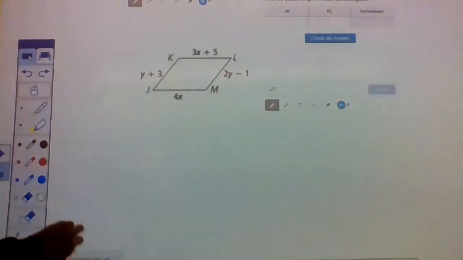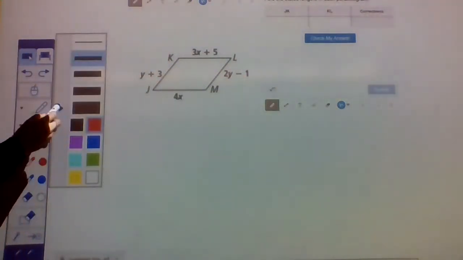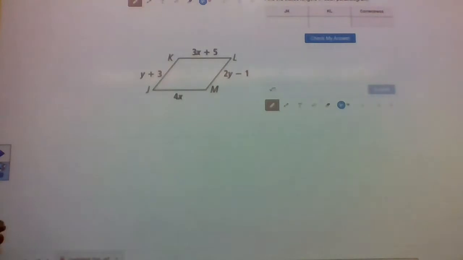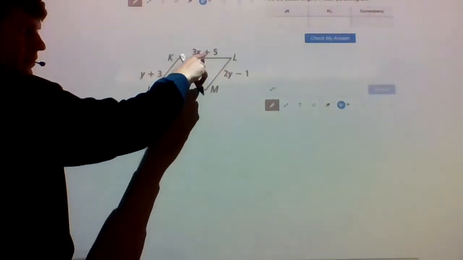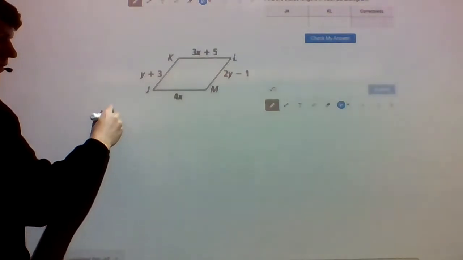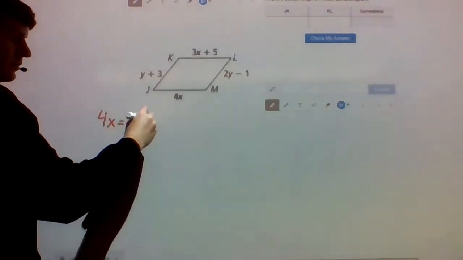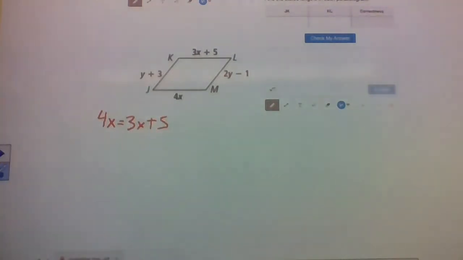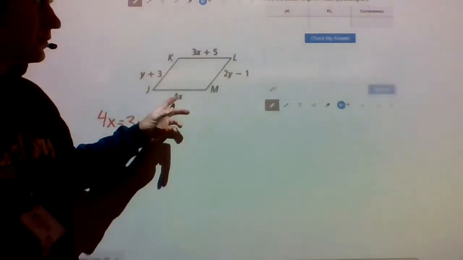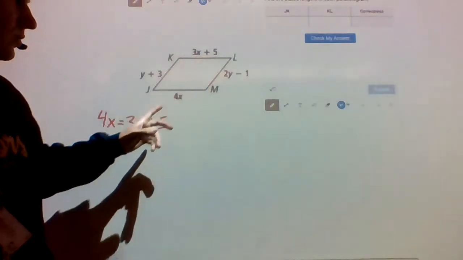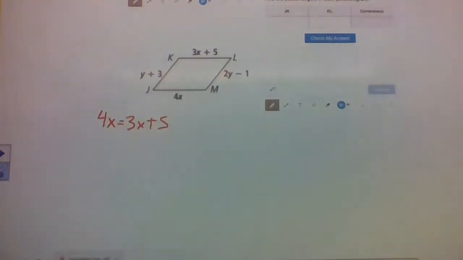Okay, and we're still using the same property here. Opposite sides of a parallelogram are congruent. So JM is going to be congruent to KL, so 4x is going to equal 3x plus 5. Then you can solve for x and plug it back in. You're looking for KL, so solve for x, substitute it back in.